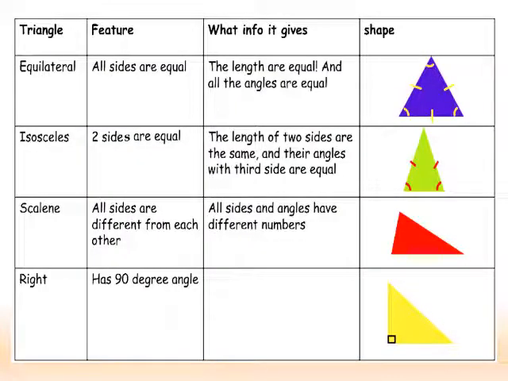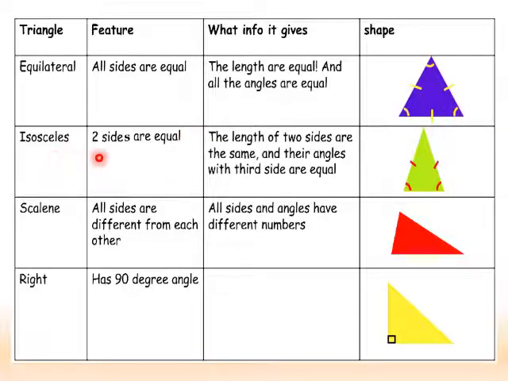Now, let's see them. Again, what are the types of triangle? Equilateral triangle is a triangle that has three equal sides, okay, and three equal angles. For example, the blue triangle here, the first, the second, and the third sides are equal to each other, and the three angles are equal to each other. Each one of them is 60 degrees.